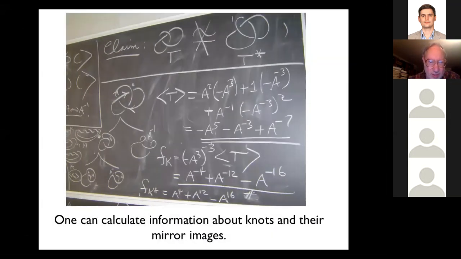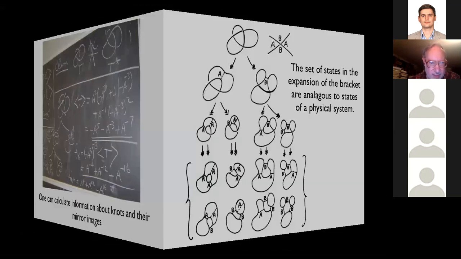So calculations of this kind, expanding by smoothing one way or the other, can lead, after adjusting the coefficients correctly, to the detection of knots from their mirror images in many cases, and many other questions about knot theory interrelated with this kind of calculation and related kinds of calculations.